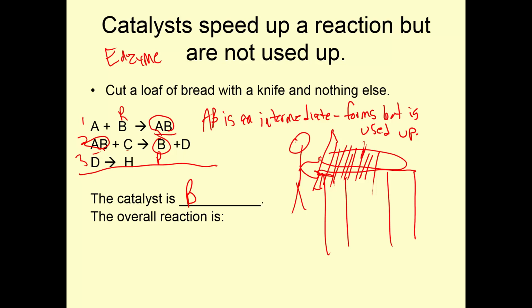So when I look at this overall, I have A and B. Do you see my B's cancel? You see how my intermediate of AB cancels? You see how my intermediate of D cancels?